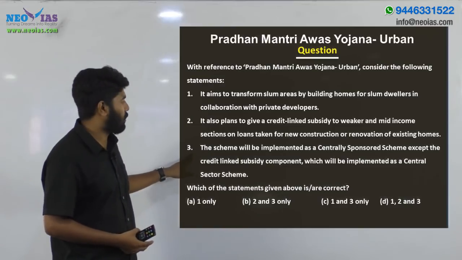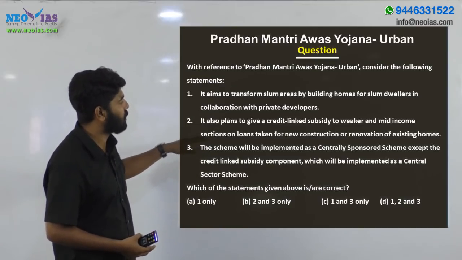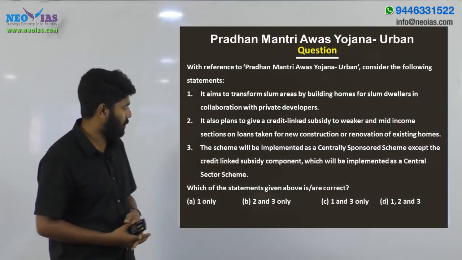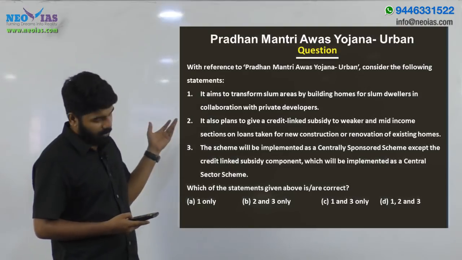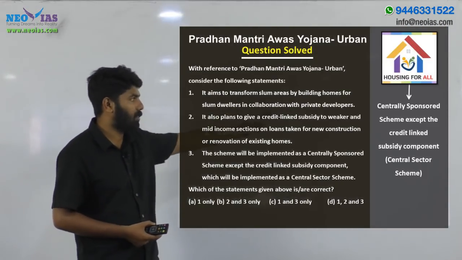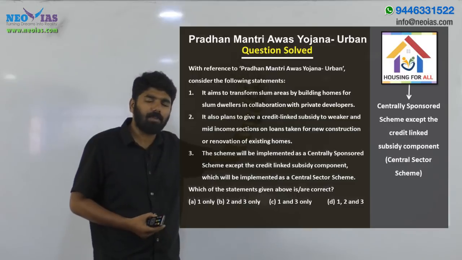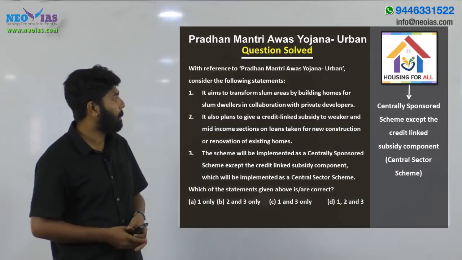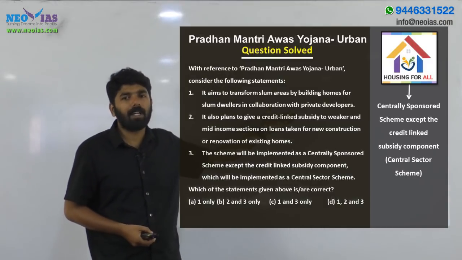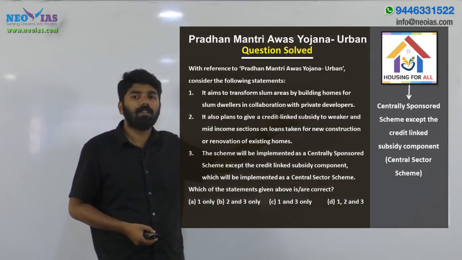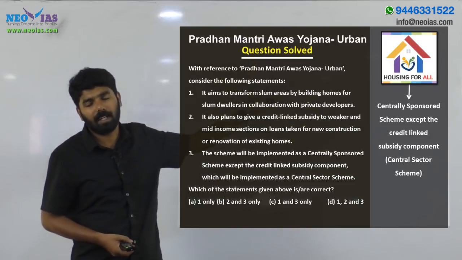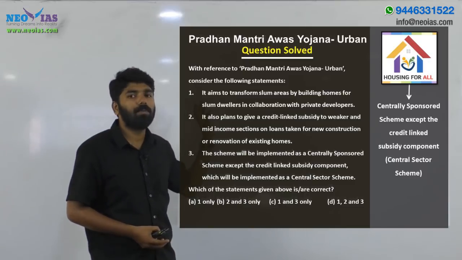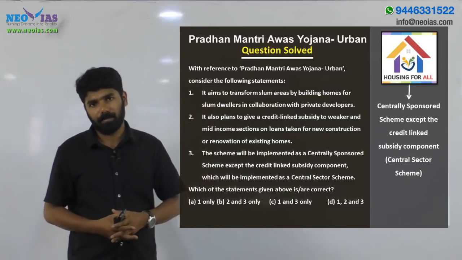Third statement, the scheme will be implemented as a centrally sponsored scheme except the credit linked subsidy component, which will be implemented as a central sector scheme. So we can solve these questions with this information. We know that Pradhan Mantri Awas Yojana aims to build affordable housing, which aims to address housing for all in urban India. Except the credit linked subsidy, all other components are centrally sponsored, but this credit linked subsidy is a central sector scheme. It is also planned to target the weaker and mid-income group.